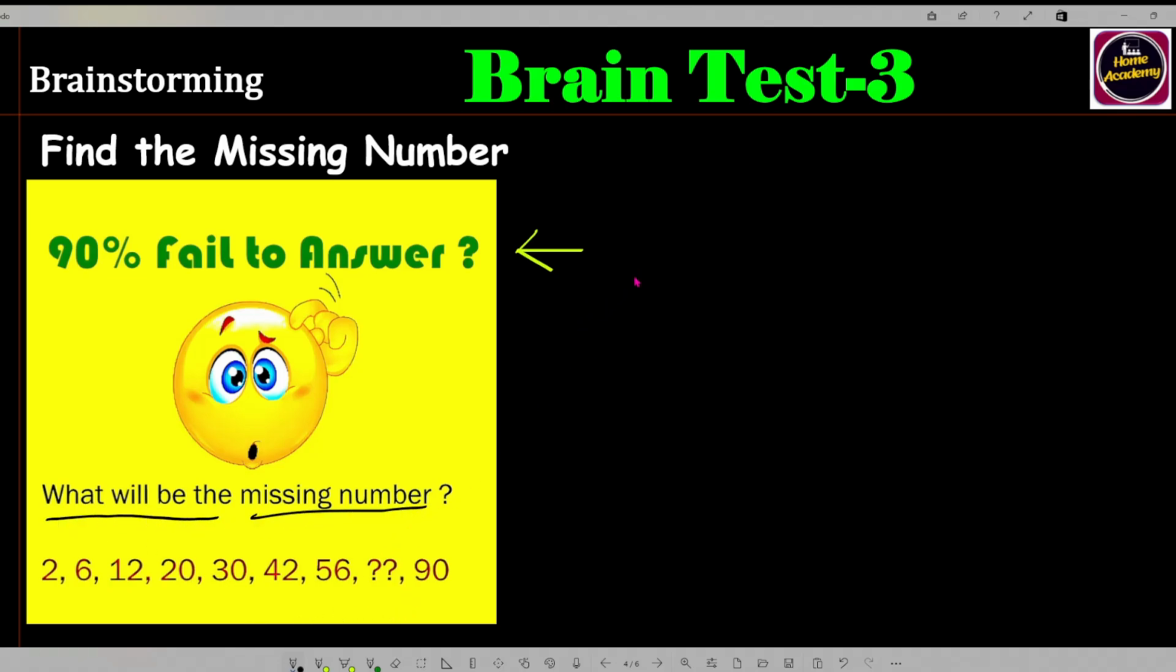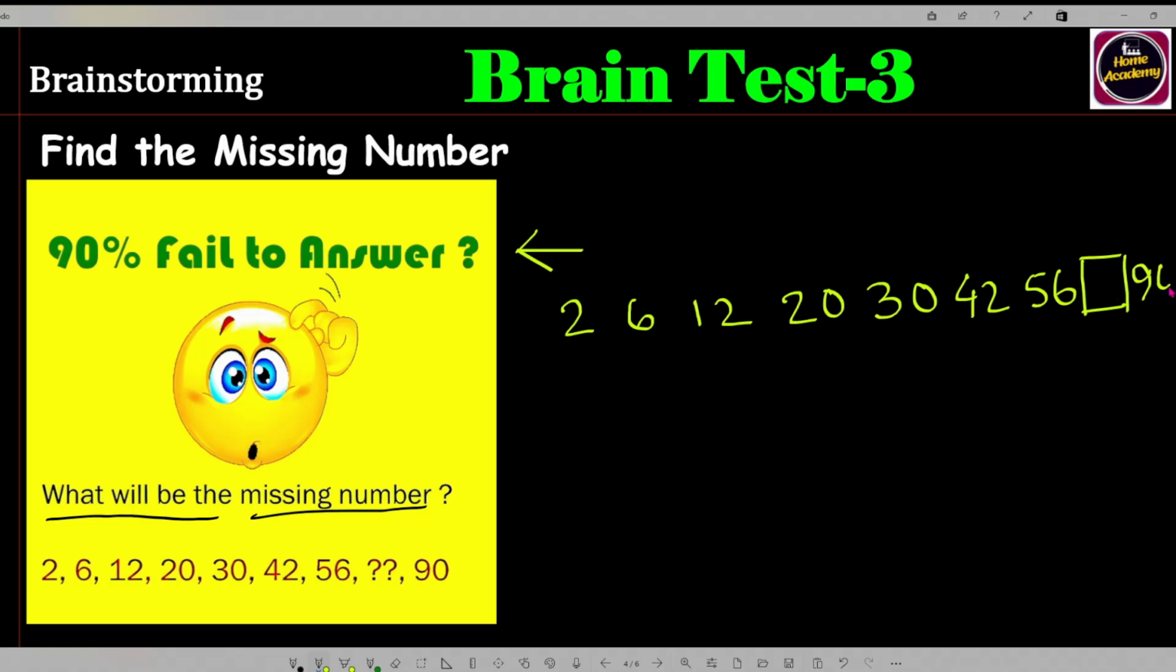I'm writing this one. Here: 2, 6, 12, 20, then 30, then 42, then 56, then blank, and finally 90. So what will be the missing number? We don't know. In this kind of pattern or series, we have to find the difference. It's very important. Two things we have to find out. If the difference is similar, then this is an arithmetic progression, or if the ratio is similar, then a geometric progression.